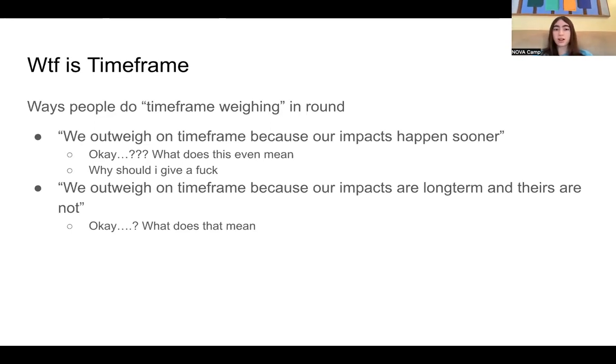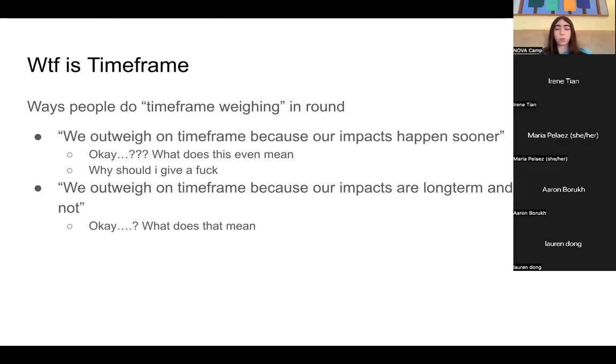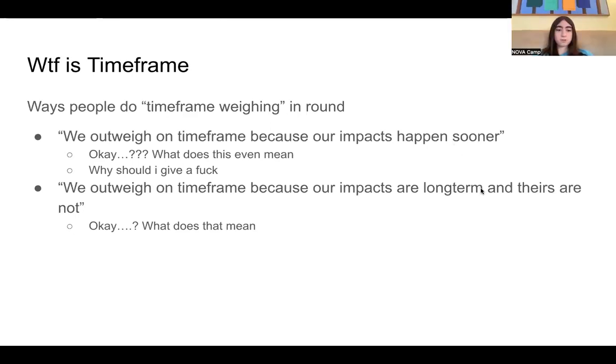Why do I care? What does that mean? On the other hand, you'll see we outweigh on time frame because our impacts are long-term and theirs are not. Again, what does this mean? Time frame is used as a buzzword in PF and is really rarely elaborated on. And most of the time, people will just think, oh, because my impacts are long-term, they're better. But nobody actually digests what that means and why that means it's better or worse.